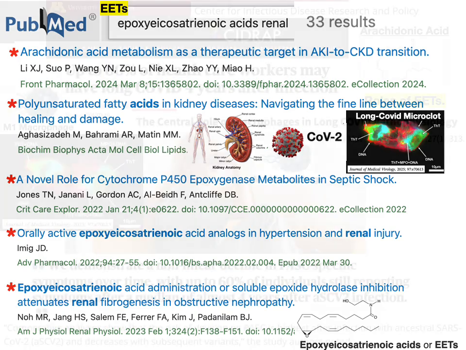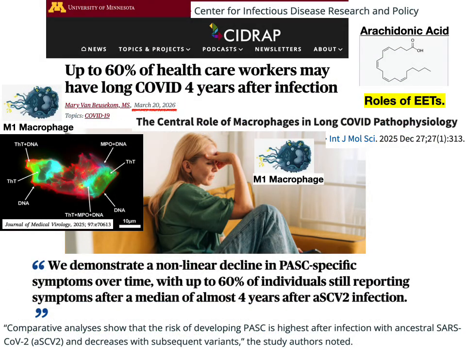Now shifting to a combined narrative where we will discuss the metabolites of arachidonic acids, those that have been processed by CYP2J2, how these EETs can alter macrophages, shifting them from M1 to M2 phenotypes. What about the roles of M1 macrophages in long COVID? First, a report from the Center for Infectious Disease Research and Policy, CIDRAP, at the University of Minnesota. This is March 20th, 2026.